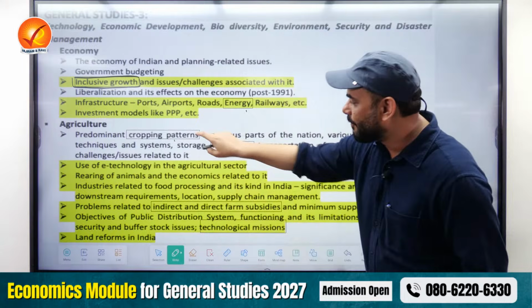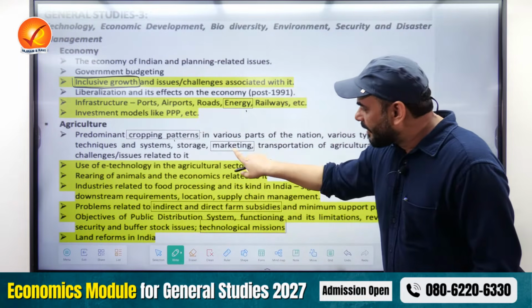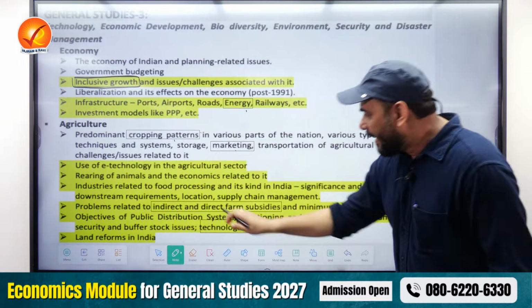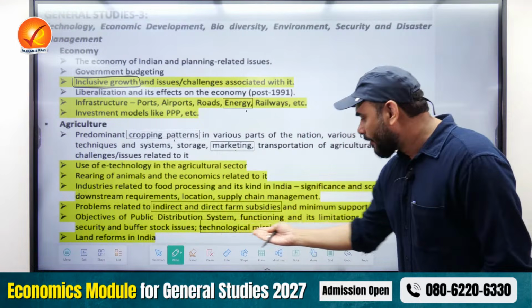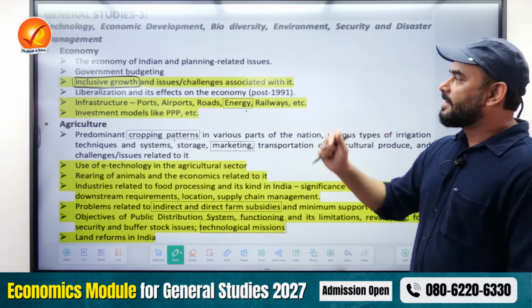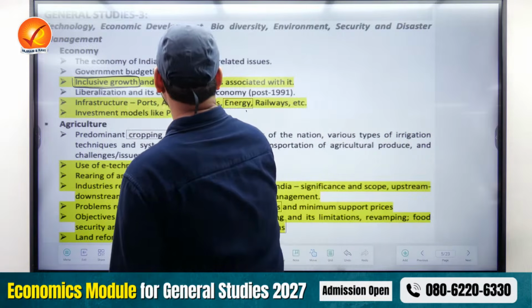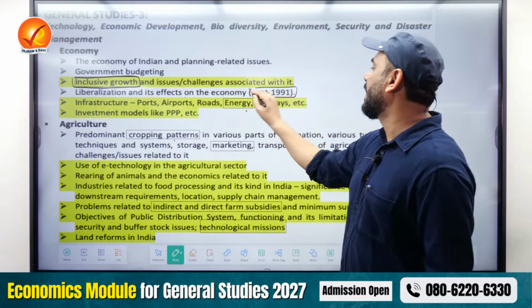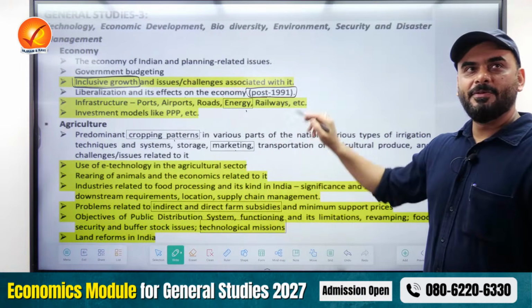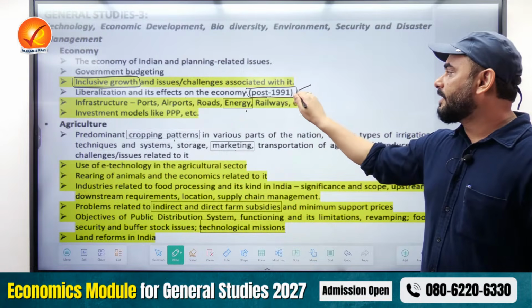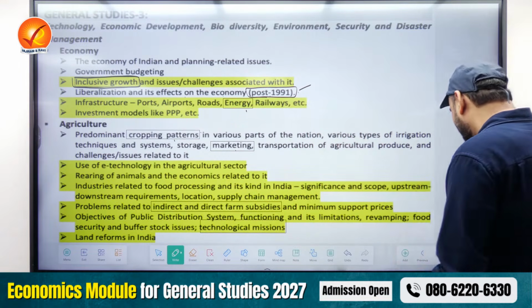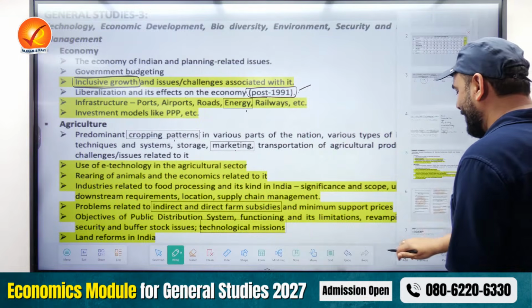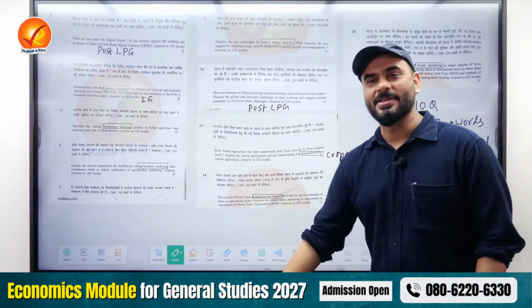So again, this is important. Then you have agricultural marketing. And then you have indirect and direct farm subsidies. And then you have technological mission. And then there is something called liberalization and its effect on the economy post 1991. So anything which is happening in India after 1991 is included here. All these terms. Now let us see something interesting, which definitely is going to bring a smile on your face.